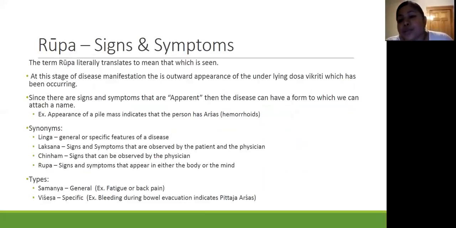So in the rupa stage here, or rupa is the actual signs and symptoms of a disease. At this point, rupa literally means that it is something that can be seen. It has a name and a form. Because it is seen, we can then give it a name. You can recognize it. Okay, so at this stage, it's an outward appearance. So whatever was happening underneath, all those variations and the fluctuation of doshas was happening quietly, now becomes apparent.